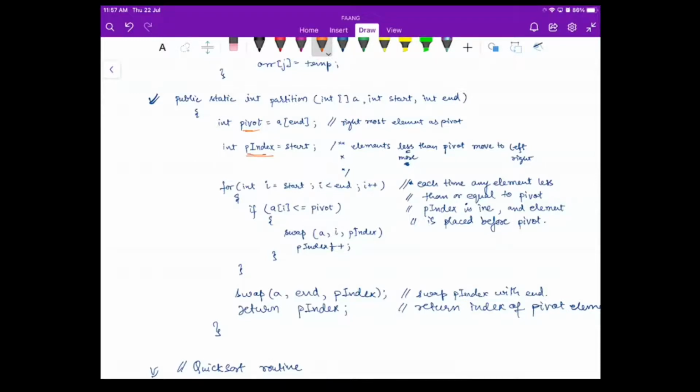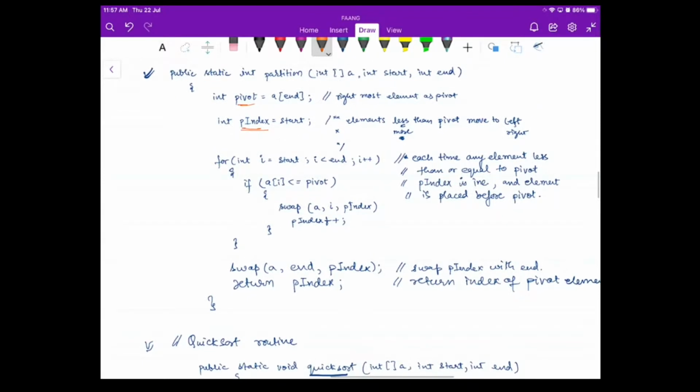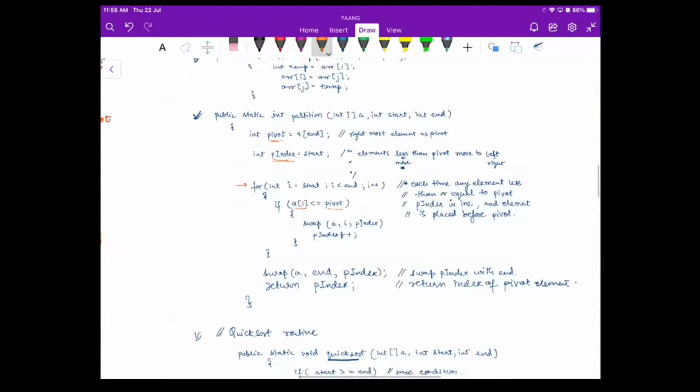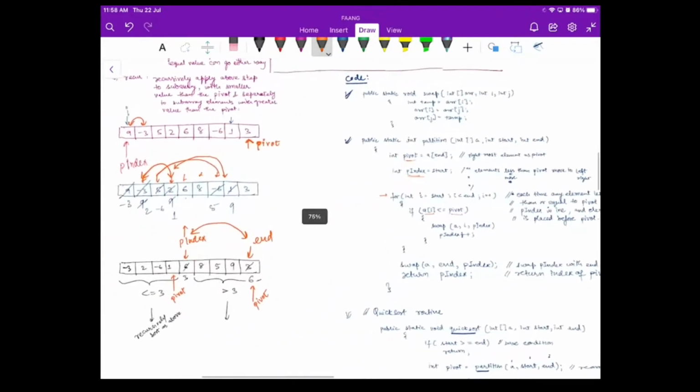So this would be the point where the elements less than the pivot will move to the left, and greater than will move to the right. So what we have done, we have iterated through a for loop. Okay, and what we have done here, if the array element is less than or equal to the pivot, then we have swapped the index with the p index. Okay, so we will be taking the example here.